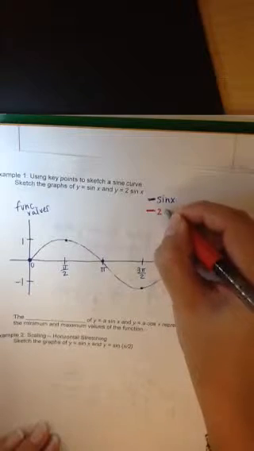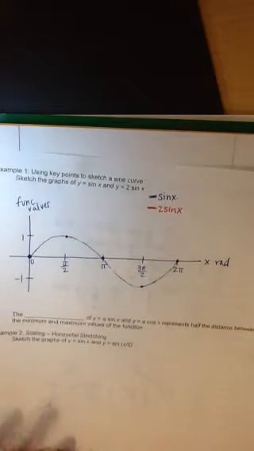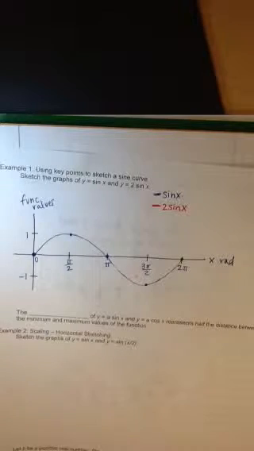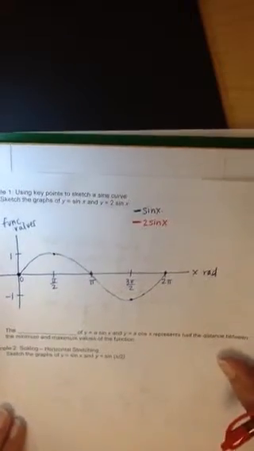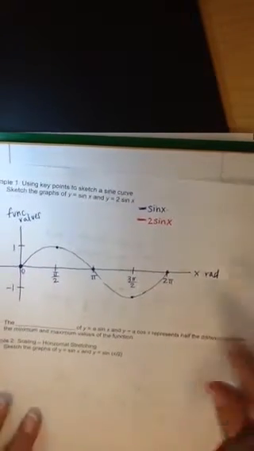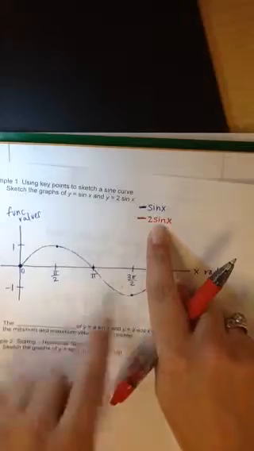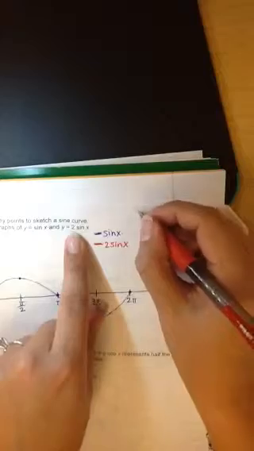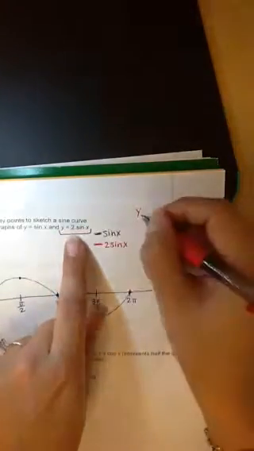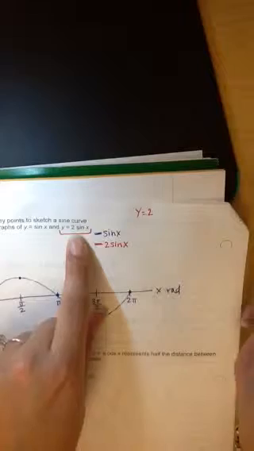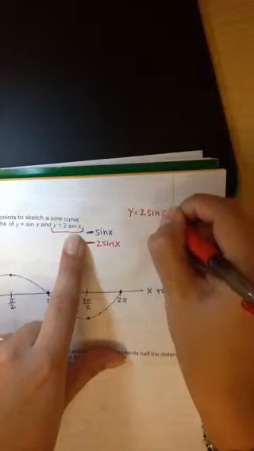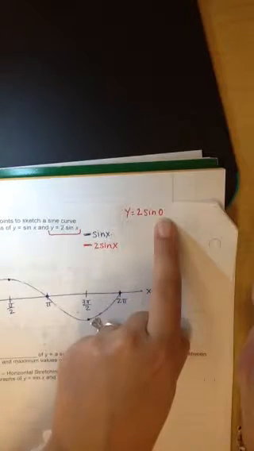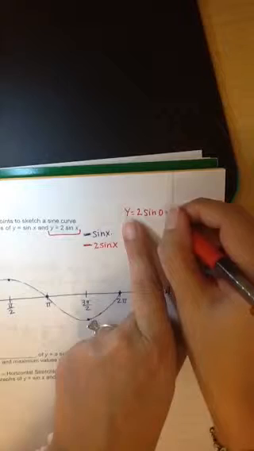All right, next up, in red, I'm going to graph the function 2 times sine x. We will discuss that in just a second. So, I need to know what is the y value at 0. Using my function right here, I want to know what is y when x is 0. Just like you've done so many times in your math careers, we're going to plug in 0 for x and solve for y.